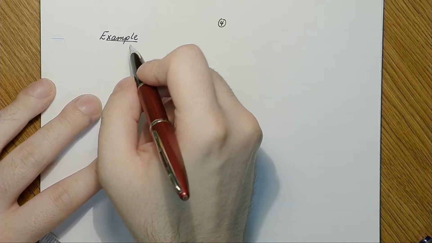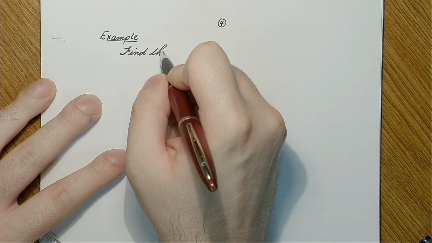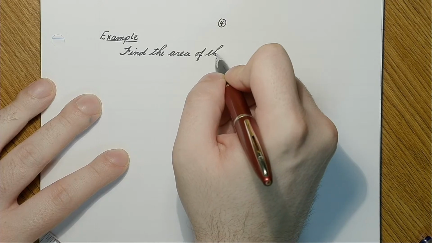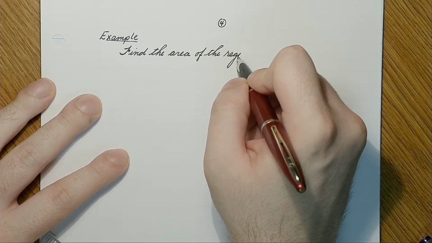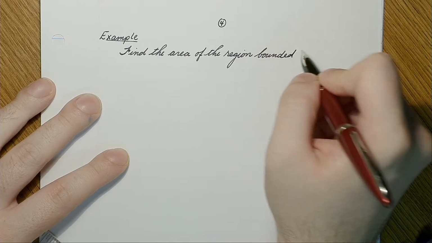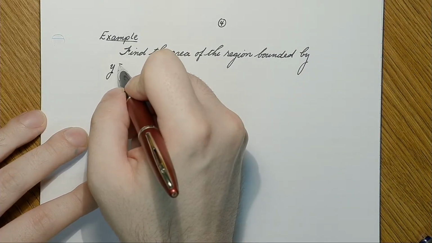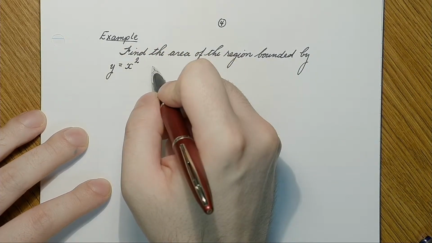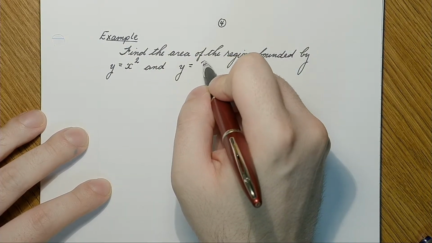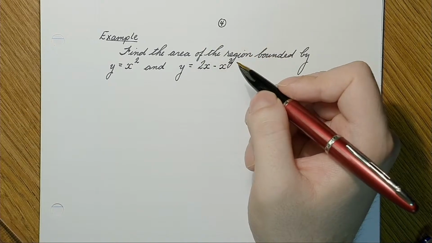So in this case, we're going to find the area of the region bounded by y equals x squared and y equals 2x minus x squared.